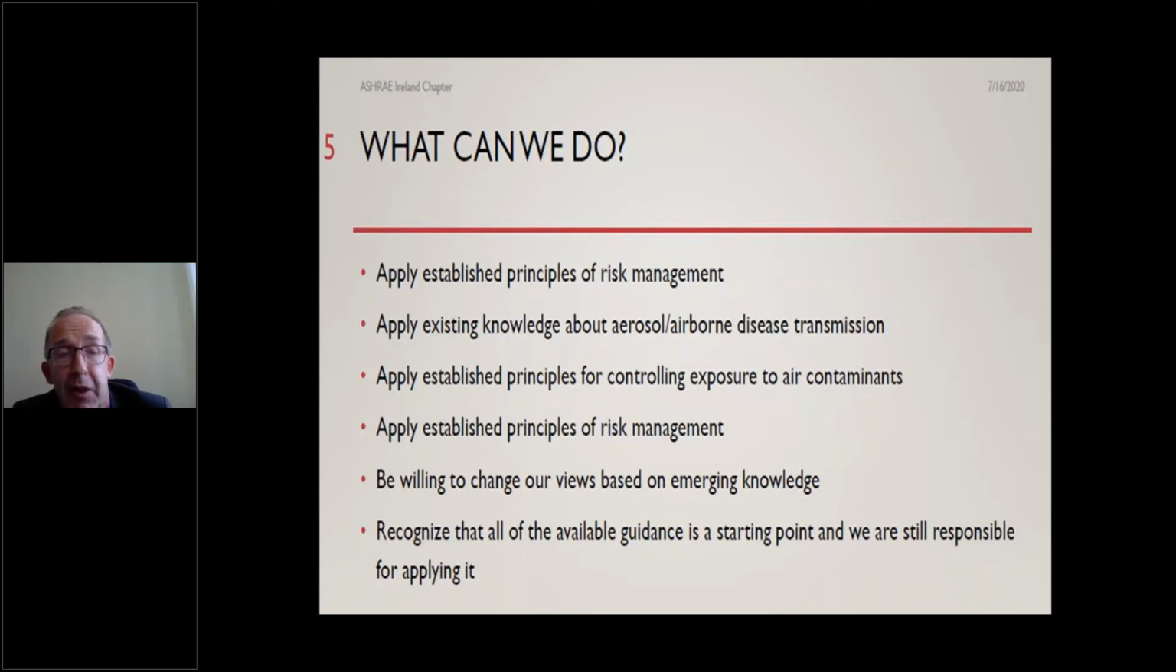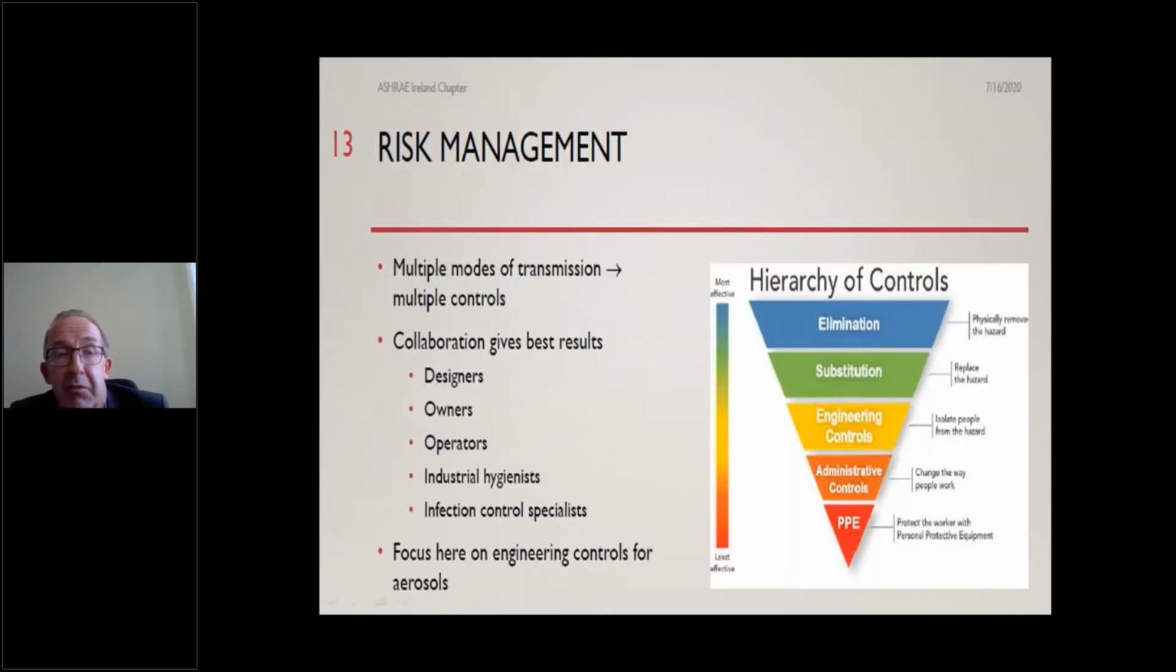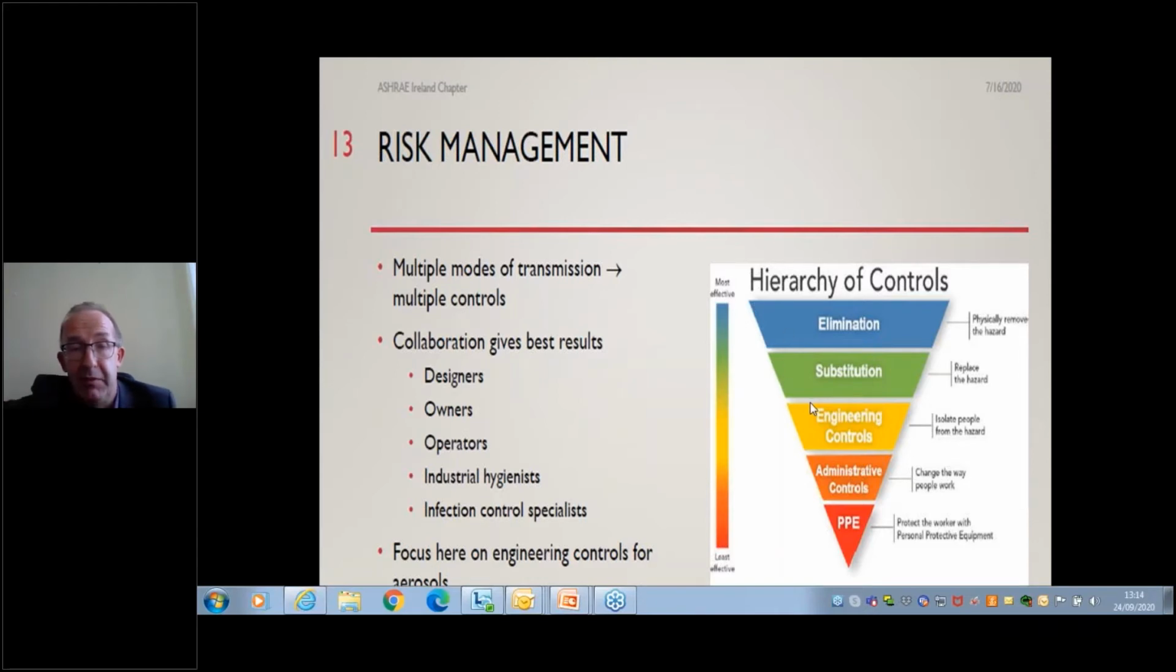We apply established principles of risk management. We apply existing knowledge about aerosol airborne disease transmission. We apply established principles for control of exposure to airborne contaminants. We apply established principles of risk management, and are willing to change our views based on emerging knowledge, and recognize that all of the available guidance is a starting point, and we are still responsible for applying it. And that's all subject to the risk assessment. So the risk management graph there was introduced by ASHRAE before. That still applies, and you can see engineering controls sits right in the middle of it.